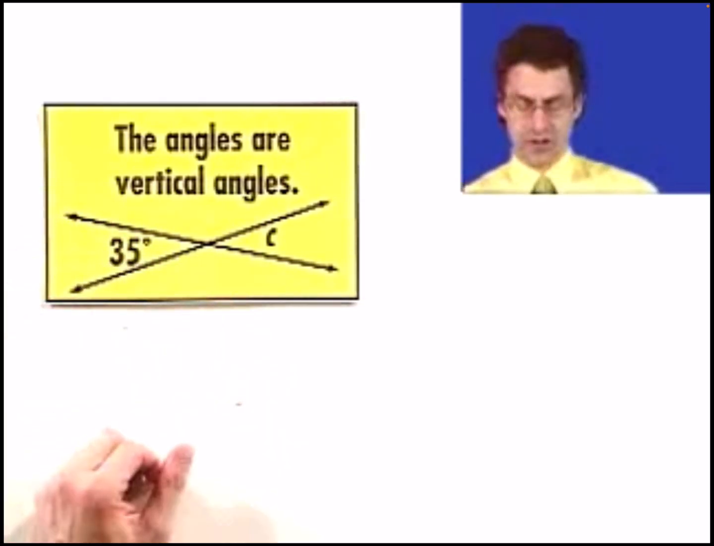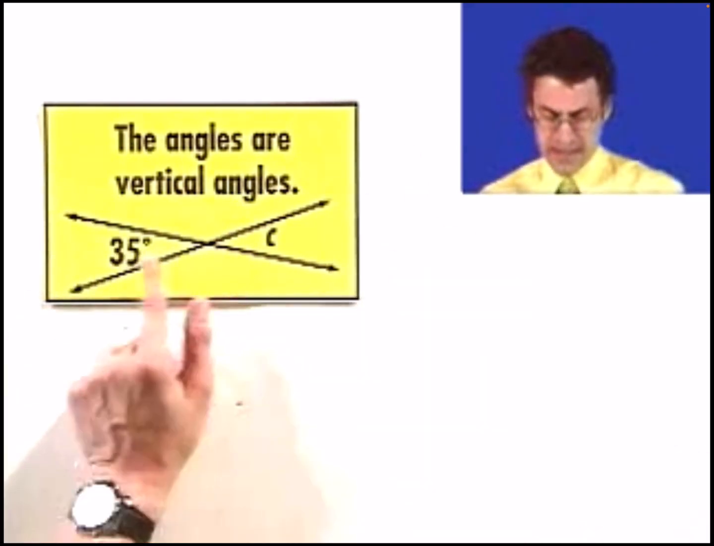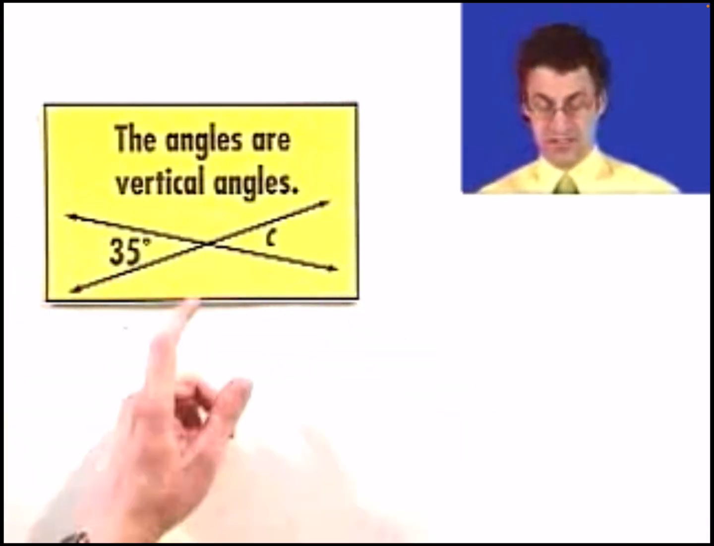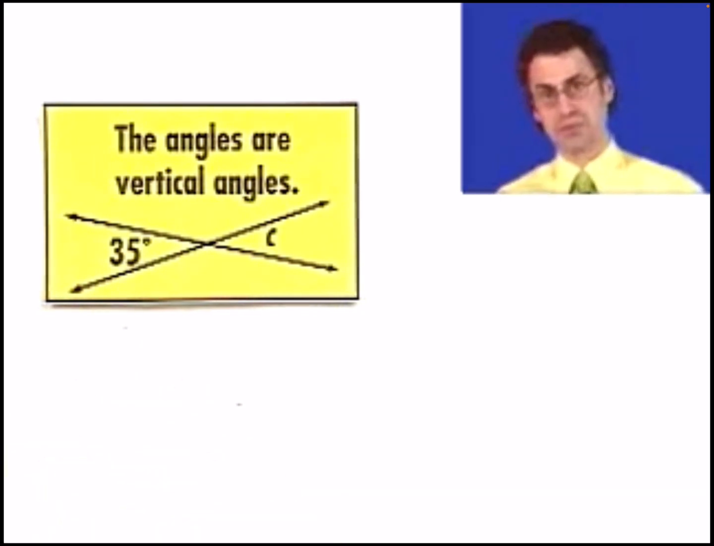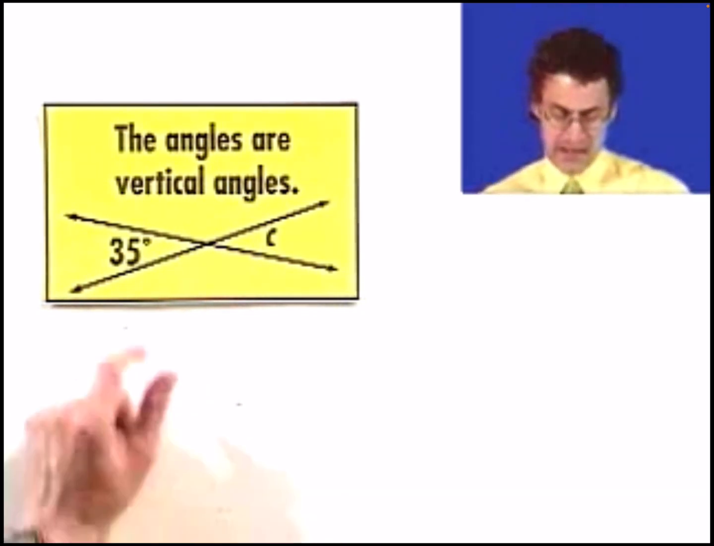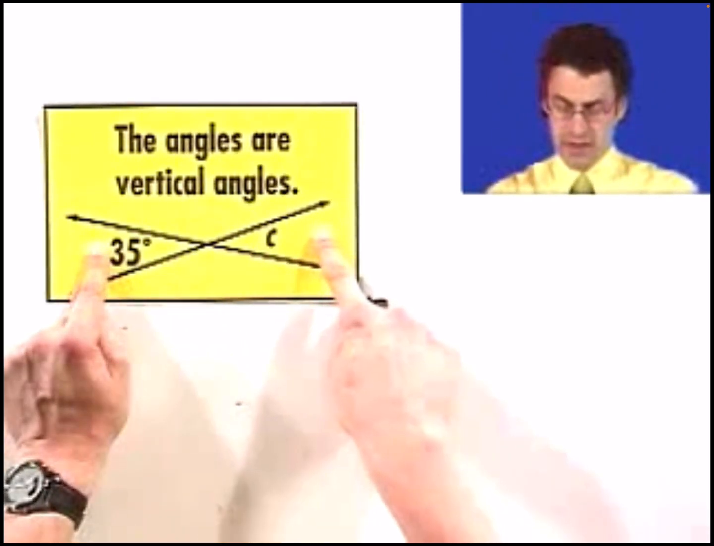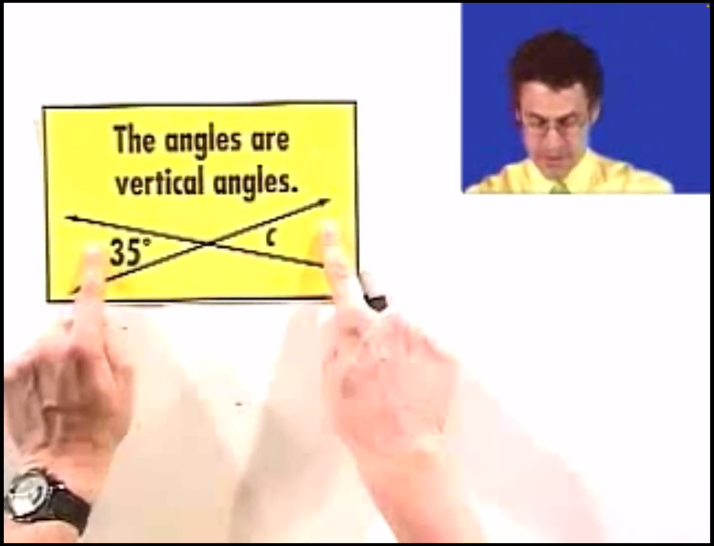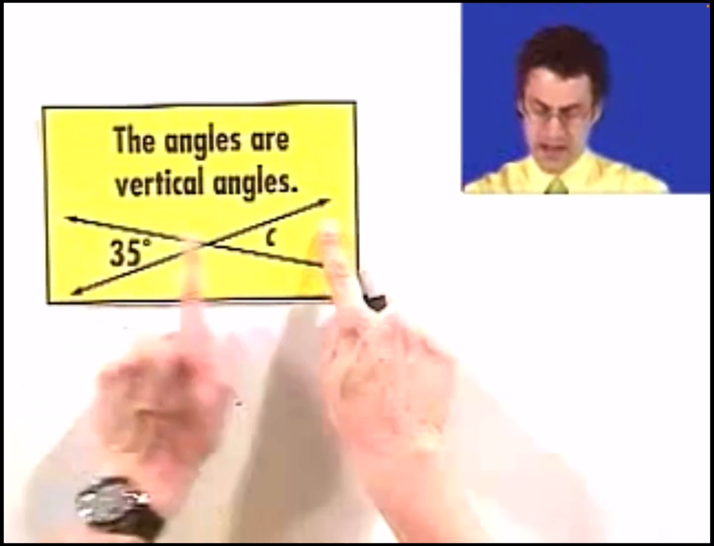The angles are vertical angles, so we see two straight lines coming together, and they intersect, and these are opposite angles from those two straight lines. They're examples of vertical angles. The measure of this is 35 degrees, and it turns out it's a really important fact in mathematics that if the measure of this is 35 degrees, then that will be the measure of the other angle that is in the pair of vertical angles. So if this is 35 degrees, then this must be 35 degrees.